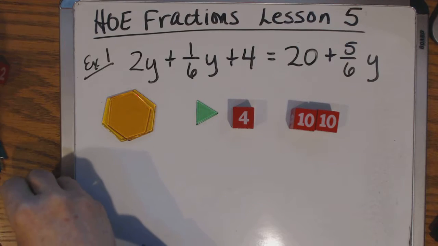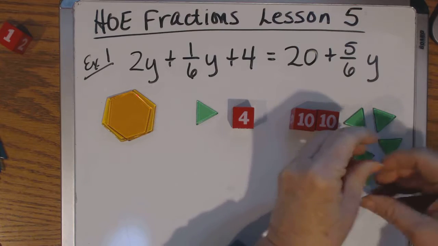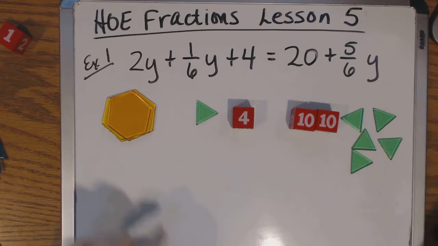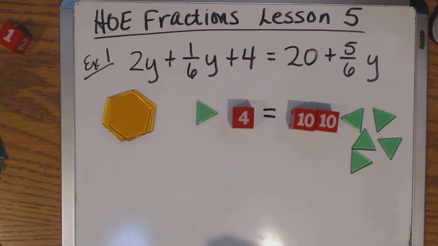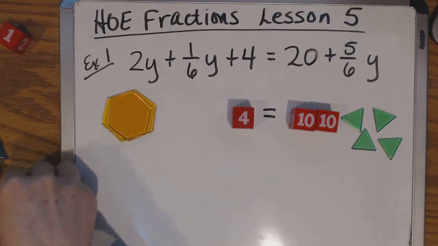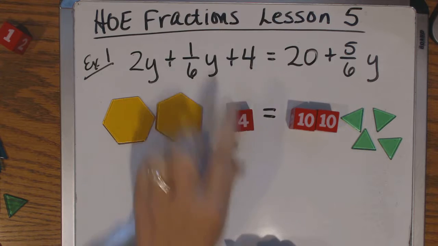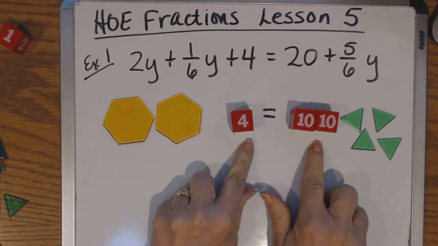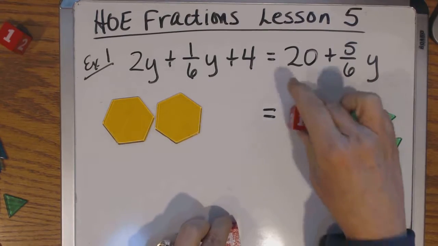plus 5/6 of y, okay? So there's my equals. Okay, so I see an easy simplification right here. I think I'm going to take both those pieces off, and now I have this. And I'm going to take the 4 off here, take it out of one of the 10s. If I take 4 away from a 10, I get a 6.